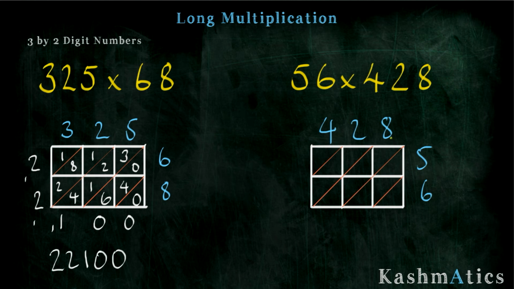And let's fill in the grid just like before. So 8 times 5 is 40. 8 times 6 is 48. 2 times 5 is 10. 2 times 6 is 12. 4 times 5 is 20. And 4 times 6 is 24. And then I add along the diagonals.